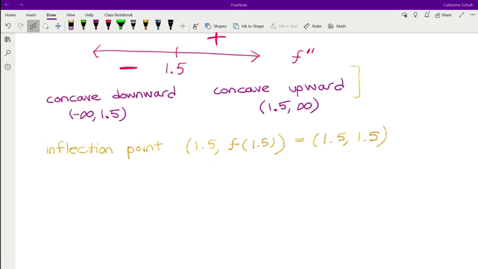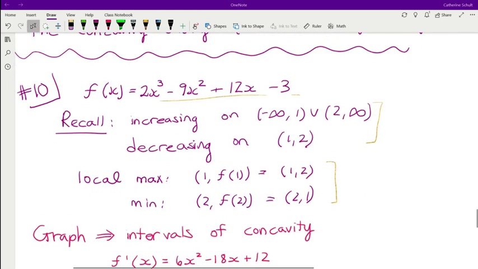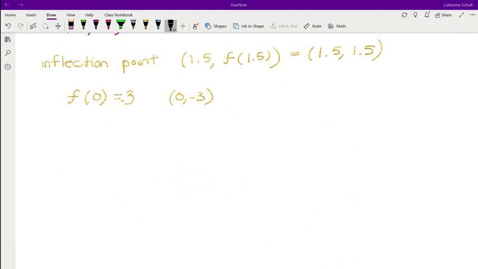And I always like to throw in another point. If we throw in a 0, that will at least get us a y-intercept. F of 0 equals negative 3. So we can plug in 0. All right, zeros are normally pretty easy to plug in. See, if we plug in 0, we get negative 3. All right, let's graph all of this.